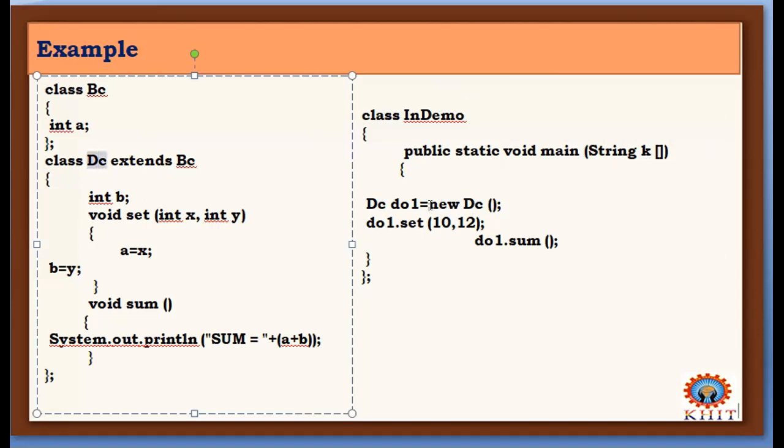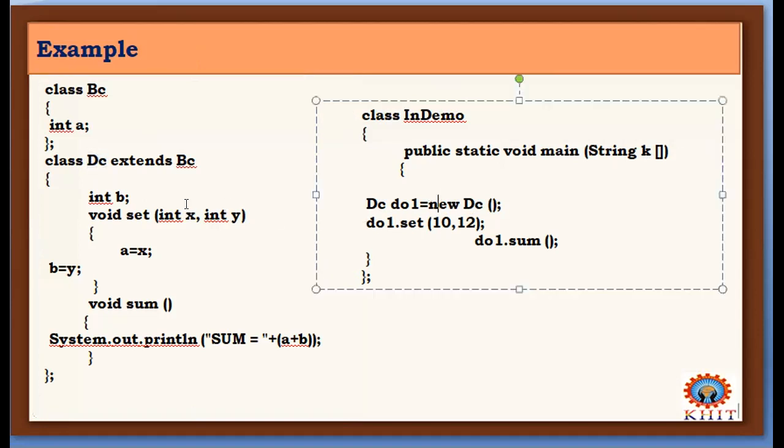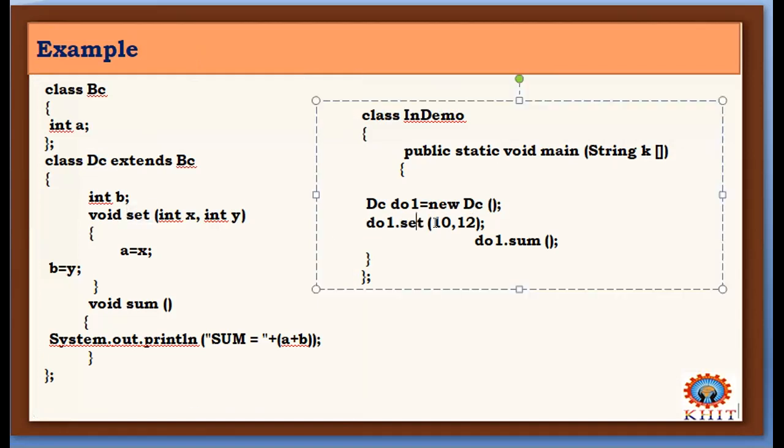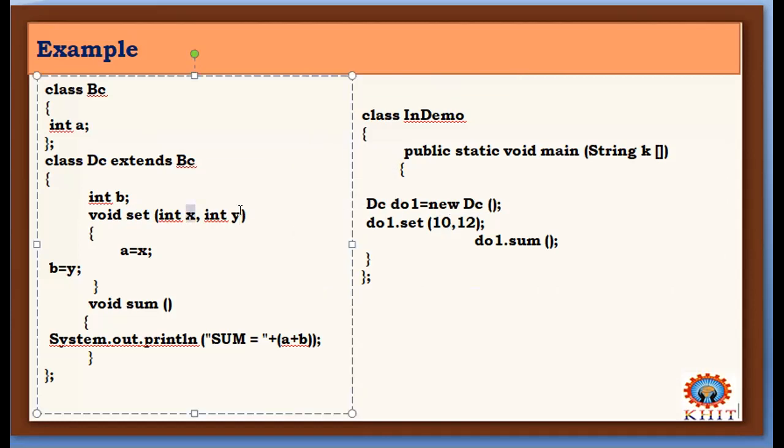We create an object for this class. Okay? After that, do1 dot set, set is a function, right? We call the function do1 dot set and pass values 10, 12. So whenever I pass these values 10, 12, 10 will be substituted in x and 12 will be in y. Then this x value will be substituted in a and y value will be substituted in b. Now what are the a and b values? 10, 12. We have the two values 10, 12.